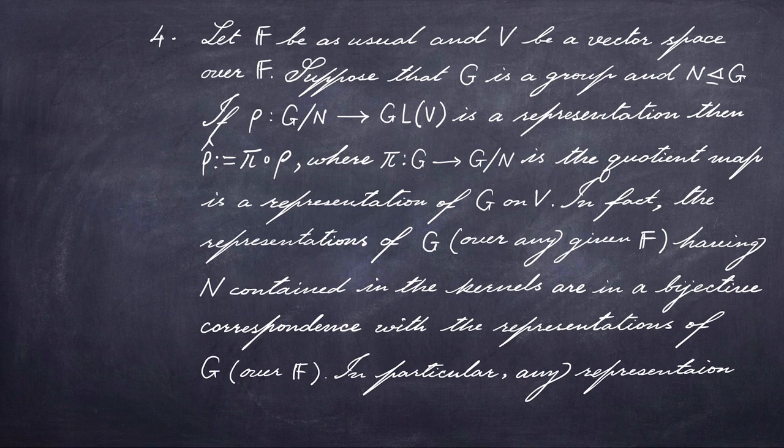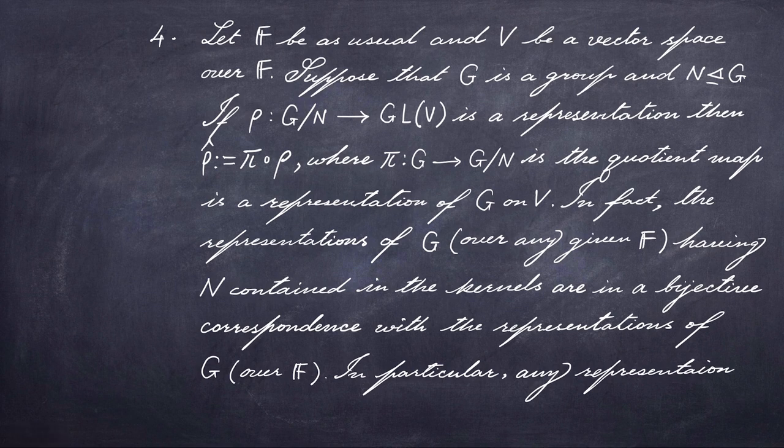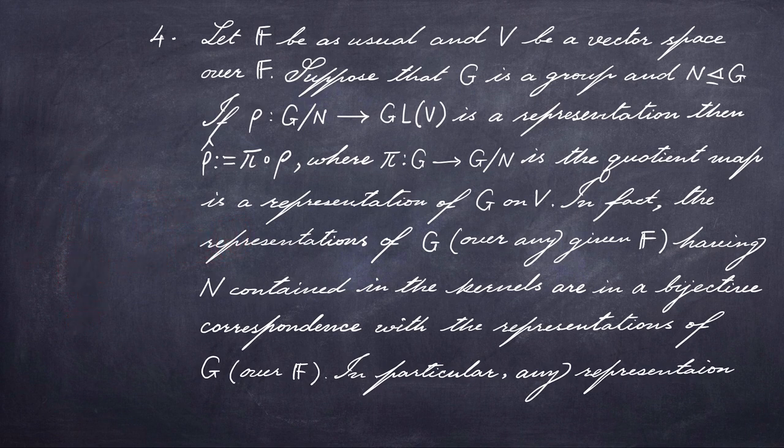Then we come to the fourth exercise. For a given representation of G on a vector space V over F, suppose we are given a normal subgroup N of G. Now suppose we have a representation rho of G modulo N. If we compose that with pi, then we get a representation of G. So from the representation of G modulo N, we obtain a representation of G.